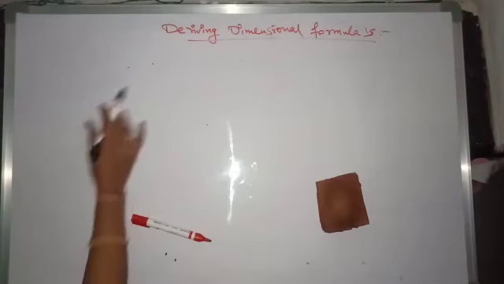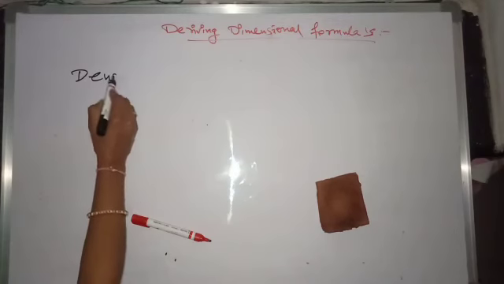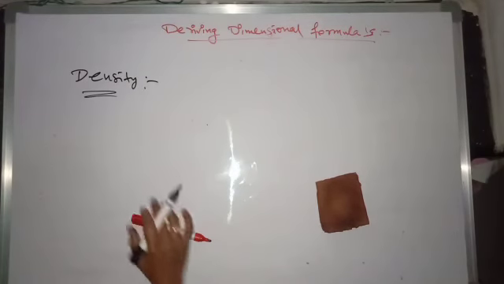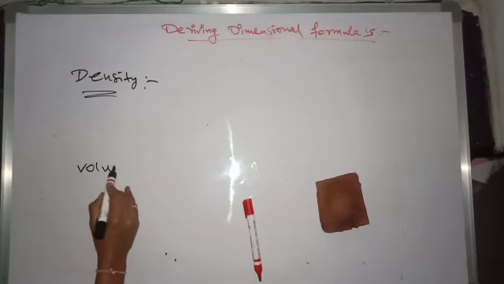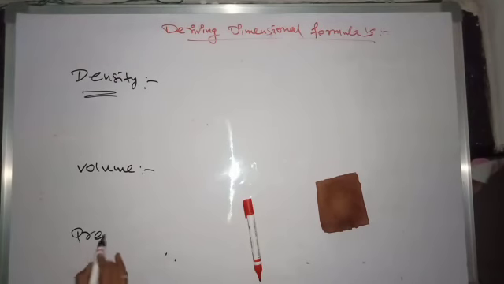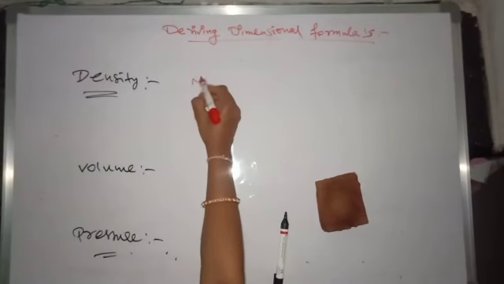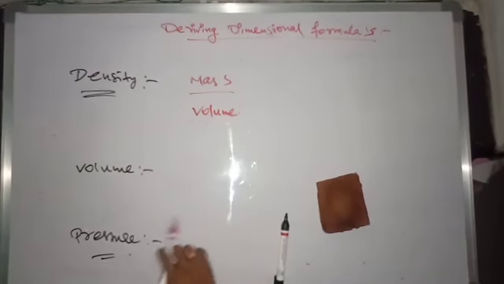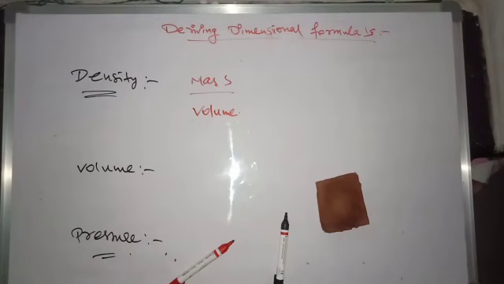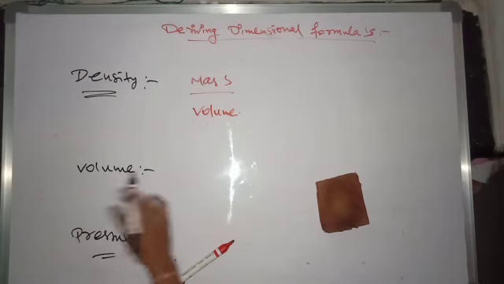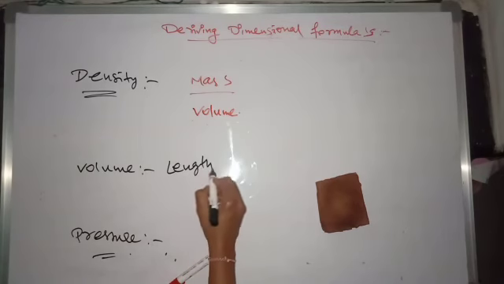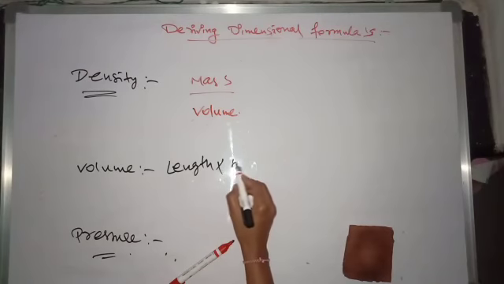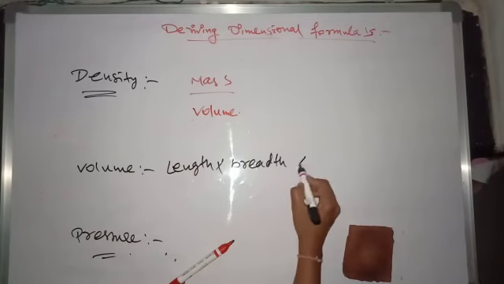The next one is density. I will derive the dimensional formula for density, and then volume, and then pressure. What is density? Density is mass by volume. To derive density, first we have to know the dimensional formula for volume, so I will write that initially. The expression for volume is length into breadth into height.